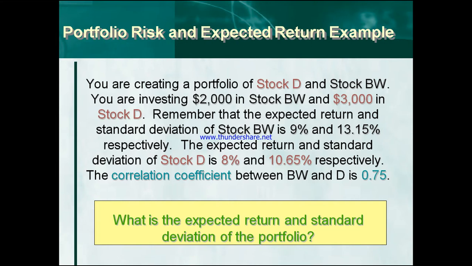What is the expected return and the standard deviation for this portfolio? The portfolio is the combination of all the different assets. Here the portfolio assets are stock D and stock BW. We have two kinds of assets.